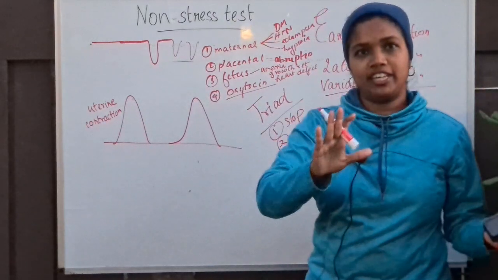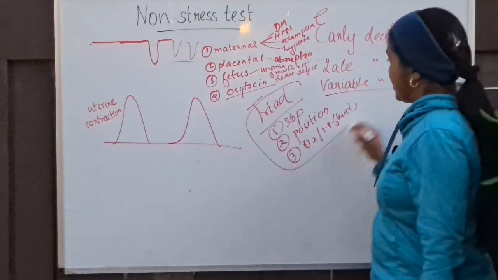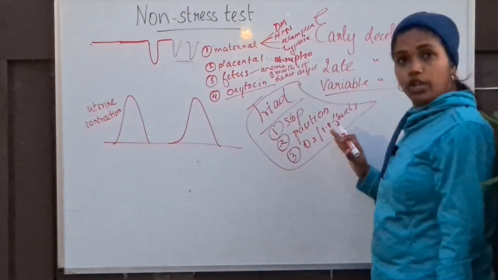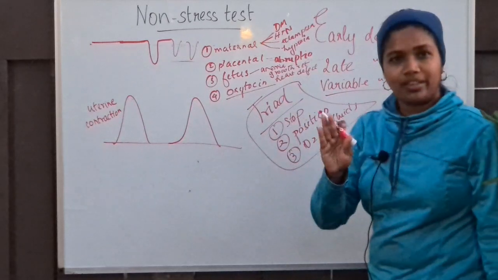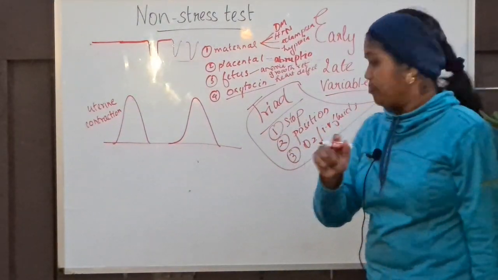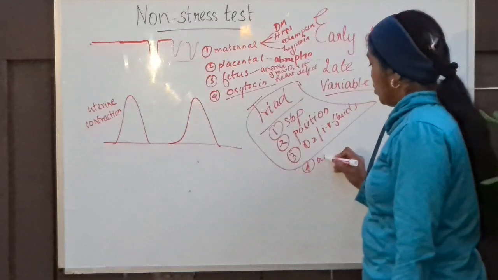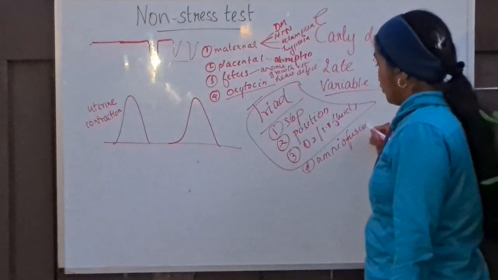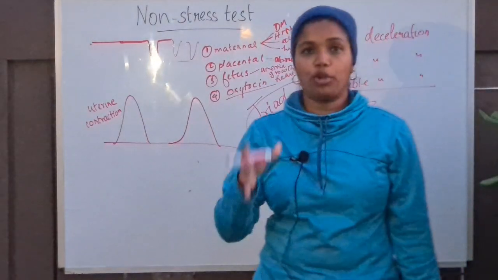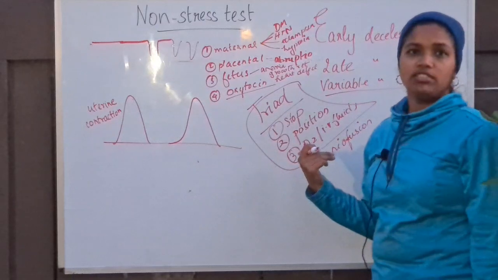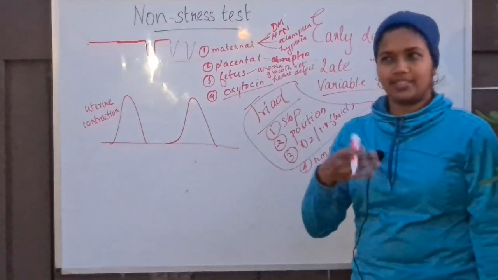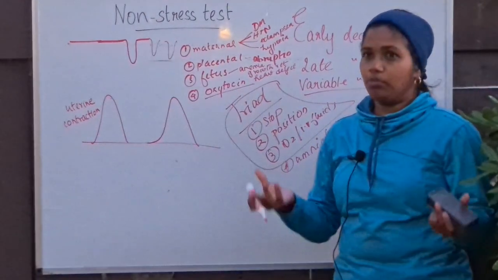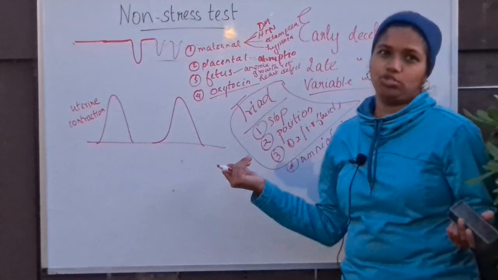Even here, the best treatment is this triad: we need to stop oxytocin, position the mother, and give oxygen or IV fluids. Along with it, USMLE asks about one more criterion, that is amnioinfusion. What is amnioinfusion? As the name says, here we give IV saline into the amniotic fluid. When we administer saline into the amniotic fluid, it is believed that it can help relieve the umbilical cord compression for a while. This can also be tried.